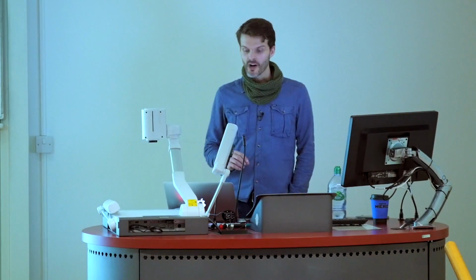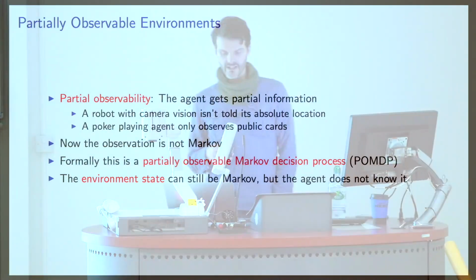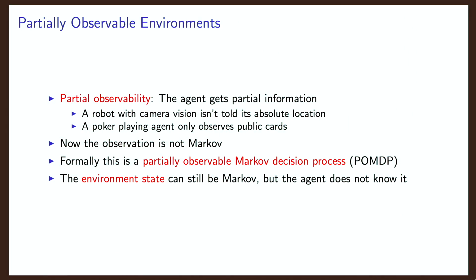More commonly, we're in a partially observable case. This means that the agent gets partial information about the true state. Examples of this include a robot with camera vision that is not told its absolute location or what, say, is behind the wall. Or, say, a poker playing agent, which only observes public cards. There are multiple ways that second one is partially observable. One is the fact that it can't see the cards of the opponents, and the other is the fact that it can't see within the brain of the opponents.